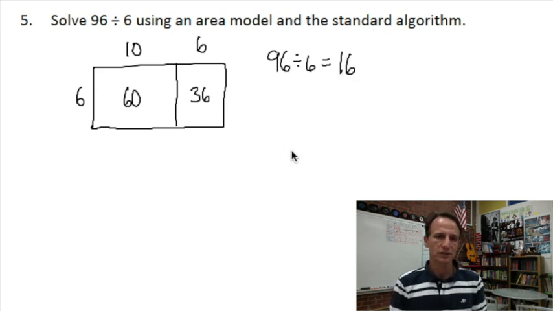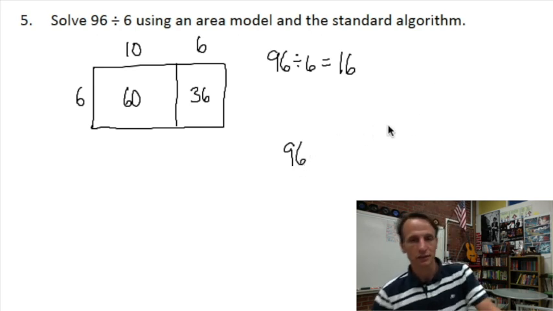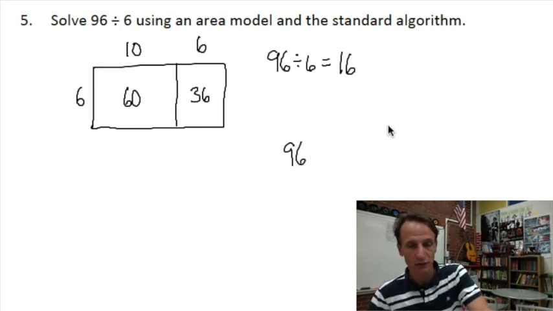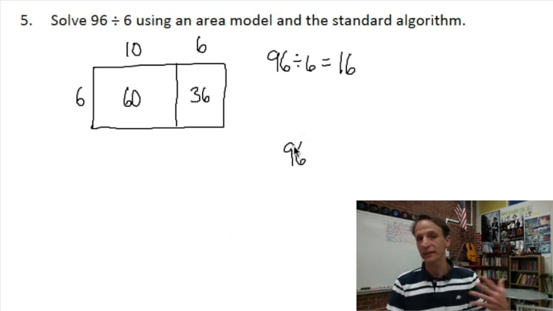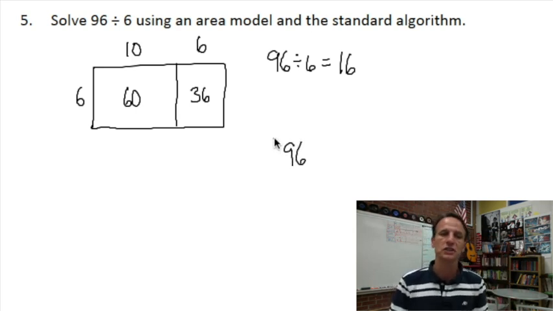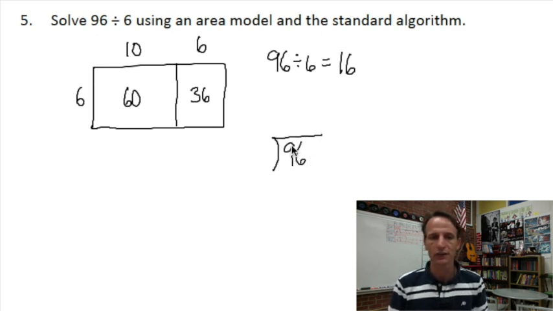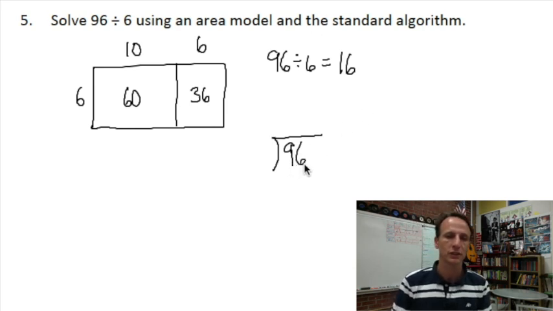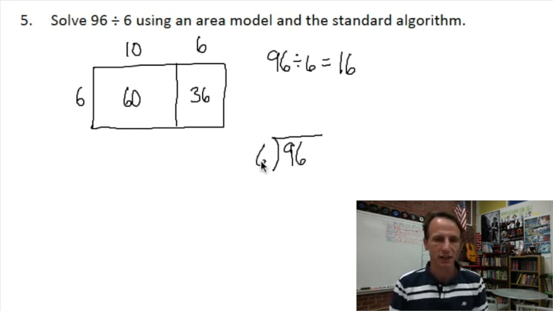And now using the standard algorithm, and this is the goal. Look, neither the Eureka mathematicians nor I, nor your mama, nor Jesus want you doing area models for division when you're 22. The whole point is to learn the standard algorithm. The area model is to show you this is how division works, so you understand what you're doing. You're not just blindly following steps. So here we go. This is the goal here, the standard algorithm, the usual way of doing things, figuring it out. So 96 divided by 6.